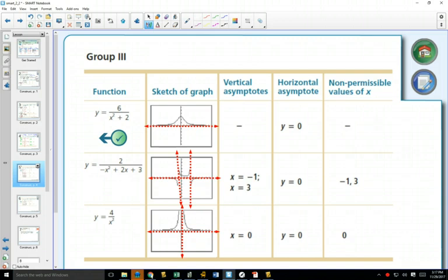Group 3. If group 1 had a higher degree on top, and group 2 had the degrees the same, how would you describe group 3? Confusing. We have a bigger degree on the bottom than on the top.